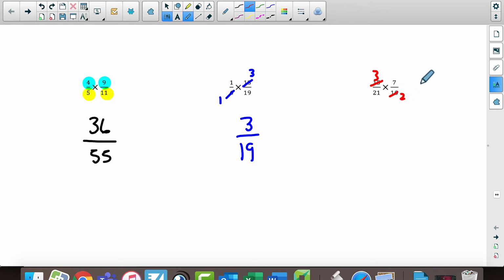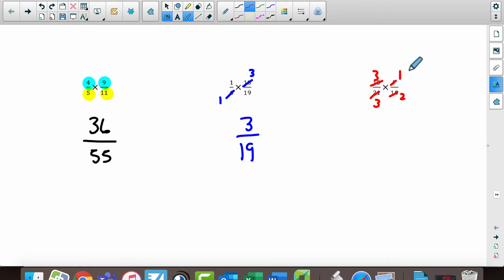Is there anything else you can still simplify? Yeah, there is. You can simplify the 3 and the 21 if you want, or you could do the 7 and the 21. Either one of those will work. I'm going to do the 7 and the 21. I can divide them both by 7. 7 divided by 7 is 1. 21 divided by 7 is 3.